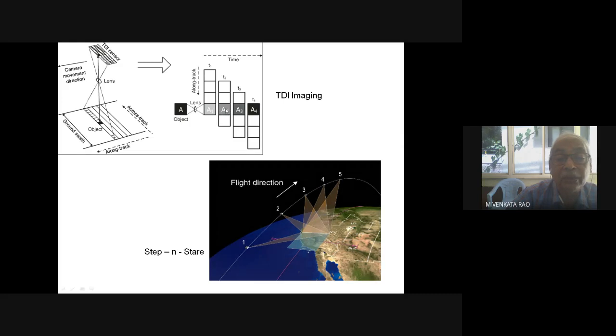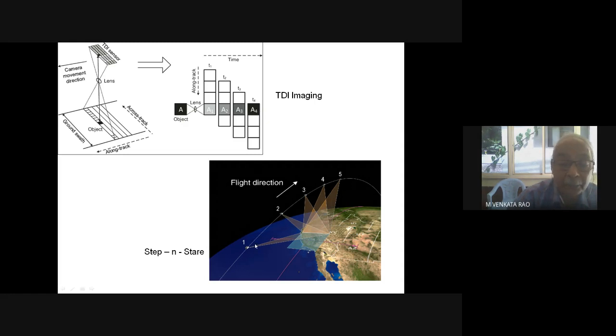You add that to the next line. This charge you add to this charge, whatever is there. Again like that, add to the third line, add to the fourth line. So as you see, the charge is increasing. That means the signal is increasing basically. So this signal, if you convert it into digital output, you get a better signal to noise ratio, what we call signal to noise ratio.